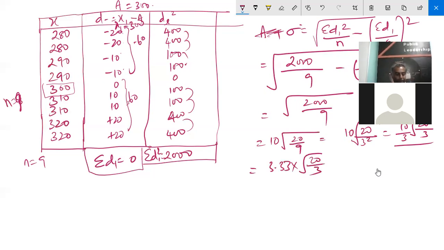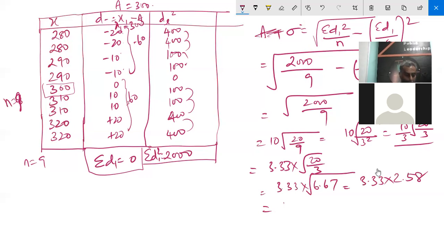How much is that? Do you have a calculator? First, let us find 20 divided by 3. 20 divided by 3 is equal to 6.67. That is 3.33 into root of 6.67. So what is the answer you are getting? Root of 6.67 now we have to find. That is 2.58. Okay, so 2.58 into 3.33 is your answer.